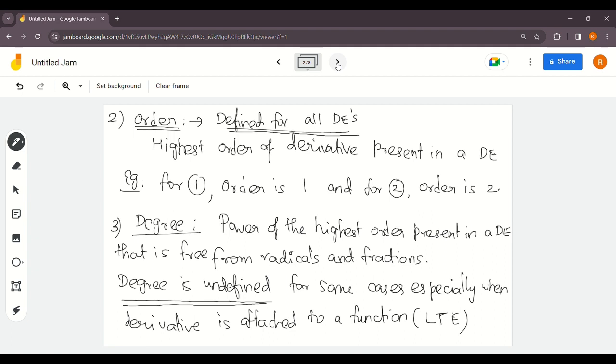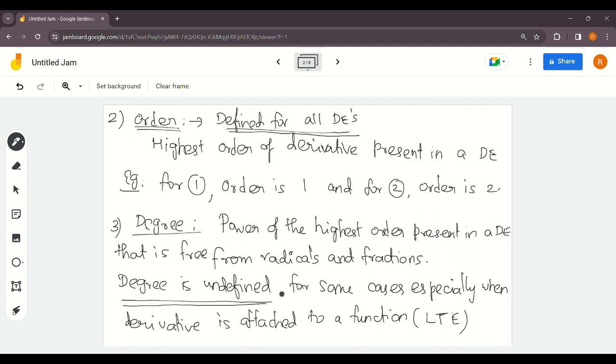Now we go to the degree. Degree is nothing but the power of the highest order present in a differential equation that is free from radicals and fractions. So if there are any radicals and fractions, you will have to remove all those things, and then take the power of the highest order present in a differential equation. And degree, for some of the equations it may not be defined, so that's what I have given. Degree is undefined, but order is defined for all differential equations.